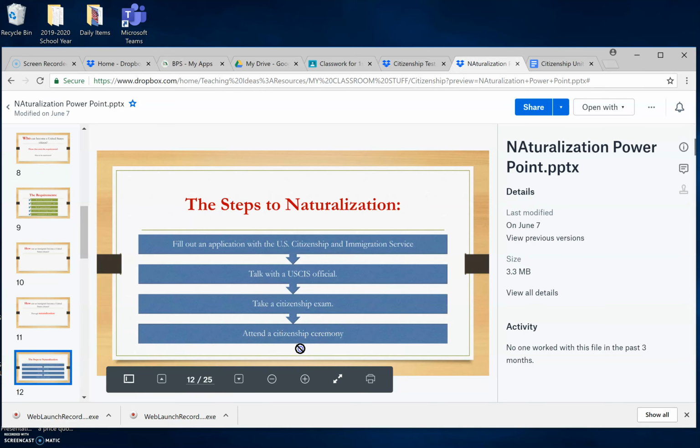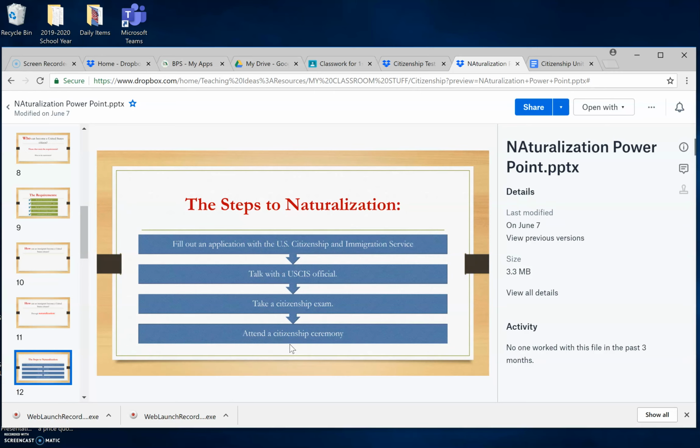And then the last step, where you get your citizenship paperwork through naturalization, is to attend a ceremony. You attend that citizenship ceremony, you get your papers, you throw the big party. It's a very exciting time. And you take your oath of allegiance. An oath of allegiance is not the Pledge of Allegiance.